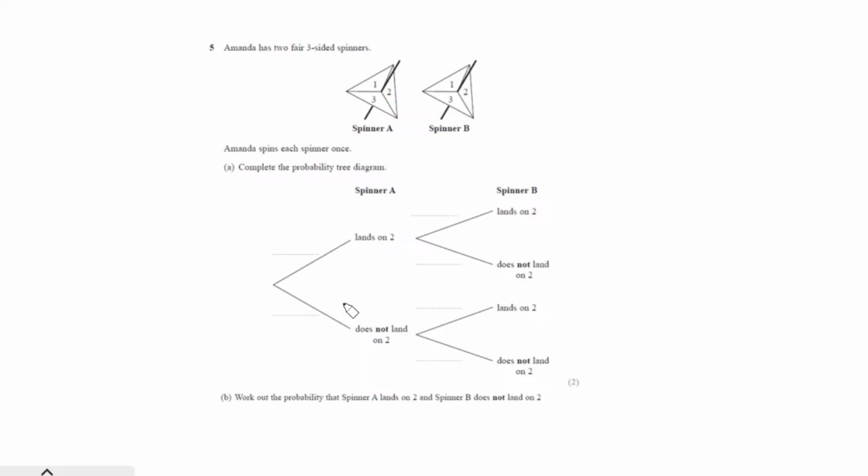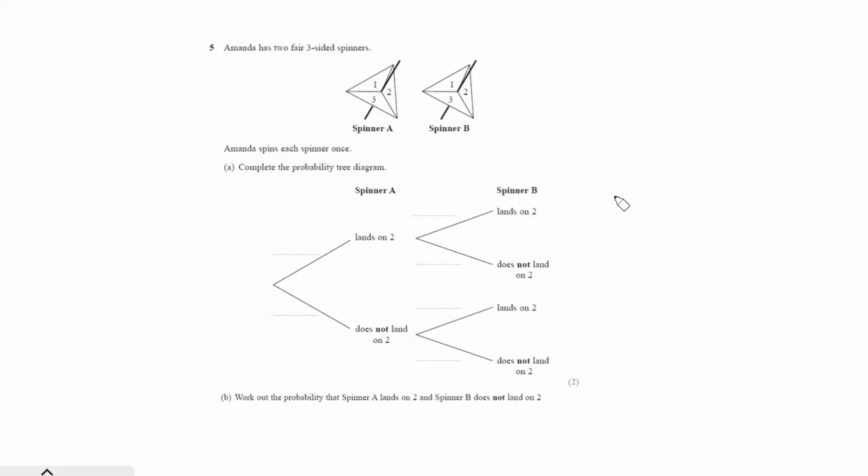Oh yeah, we can do that one as well. The one you've just mentioned, that's fine. So I'll quickly do this one. This is question 5. Amanda has 2 fair 3-sided spinners. You can see here, 1, 2, 3, 1, 2, 3. They both have the same. Amanda spins each spinner once. So you can see one set of branches is for spinner A, and then the set of branches here is for spinner B.